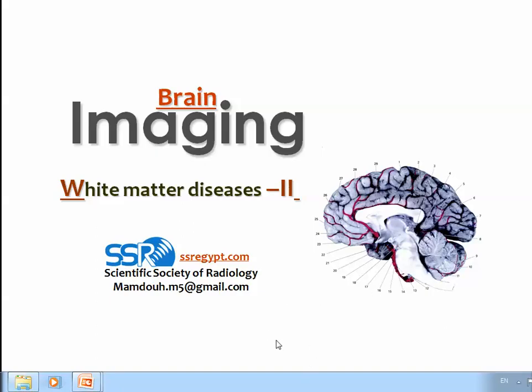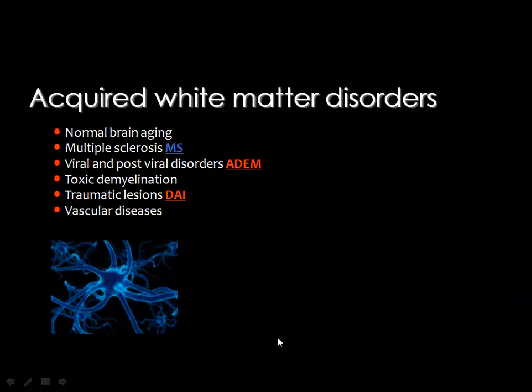Dear colleagues, this is the second part of the white matter diseases, the imaging of the white matter diseases. We have discussed in the first part of this talk the congenital white matter lesions, the leukodystrophies, and now we are going to discuss the acquired white matter pathology, and we will talk about the famous multiple sclerosis and some of the viral infections in the form of acute demyelinating encephalomyelitis.